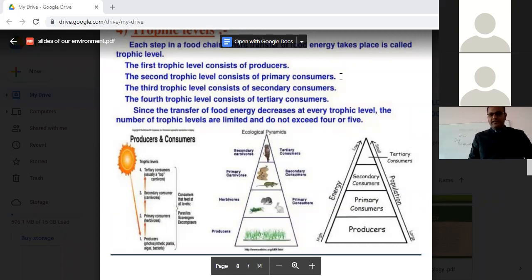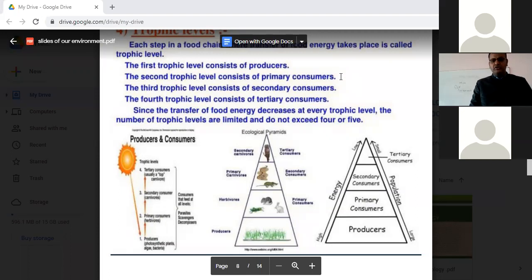Energy flow in an ecosystem is unidirectional or bidirectional?